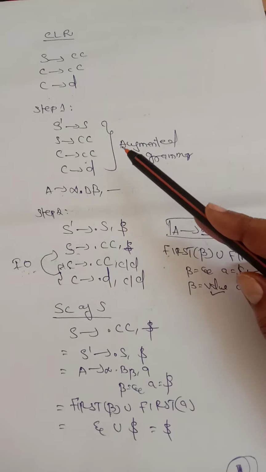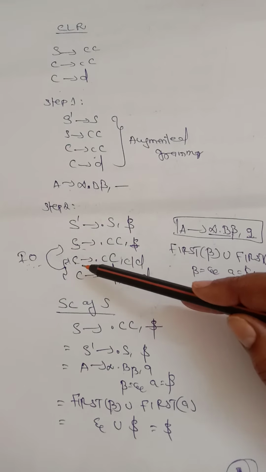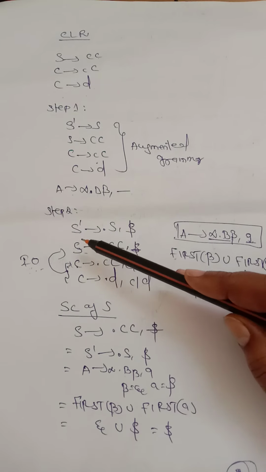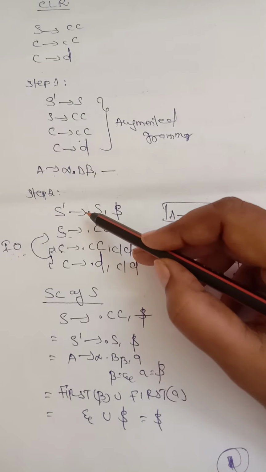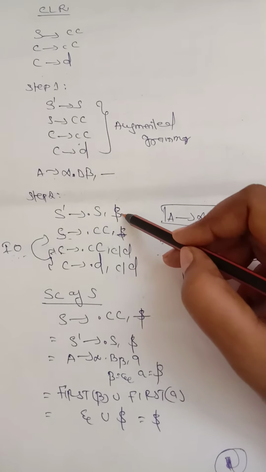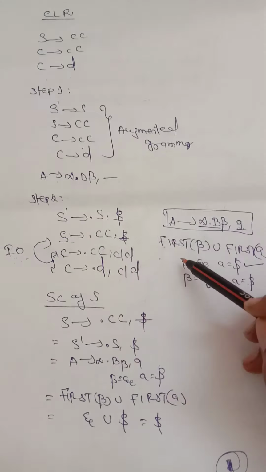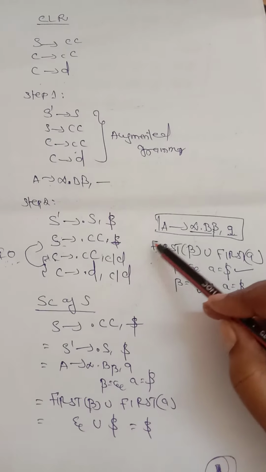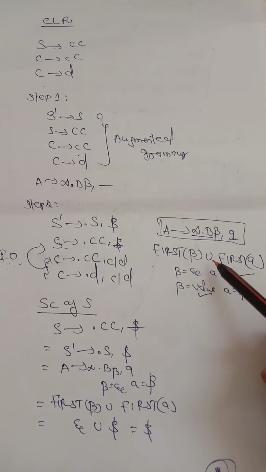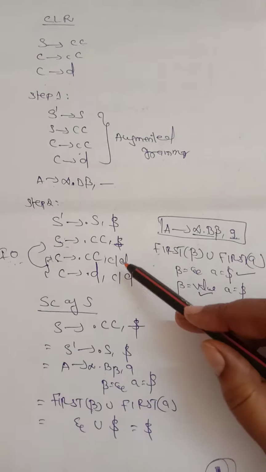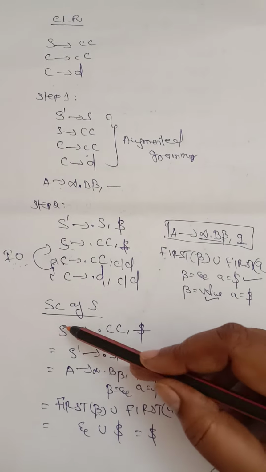of the given grammar. Here we calculate the second component of S, C. Here, how we have to calculate the second component of S dash means normally the first production, the second component is always dollar. Then for the remaining ones we have to consider the previous production statement. For that we have to use the formula. If the production is in the form of A equals alpha dot B beta comma a, we have to use first of beta union first of a for calculating the second component.